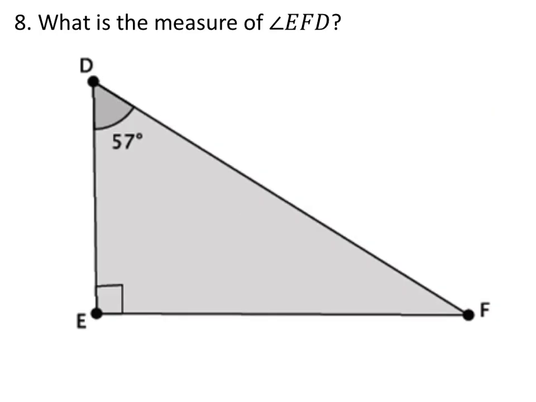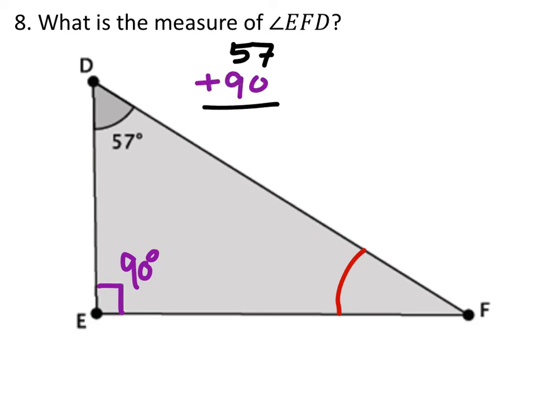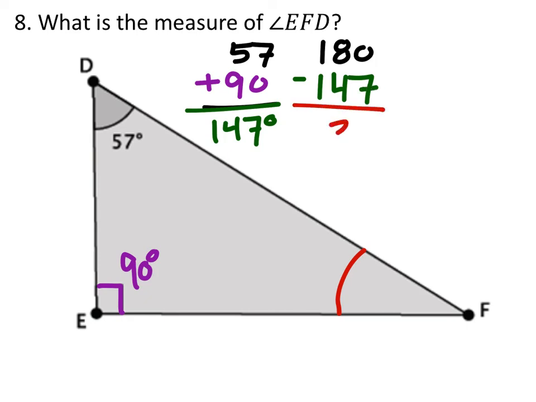This one wants the measure of angle EFD, which is this angle in red here. Now they didn't give us the number for this, but since it's boxed right there, we know this angle is 90 degrees. So if we take the 57 degree angle and add it to 90 degrees, then the two combined would give us 147 degrees. Well, this is three angles, so we're going to take 180 and subtract that 147. And that will give us the red angle there at 33 degrees.